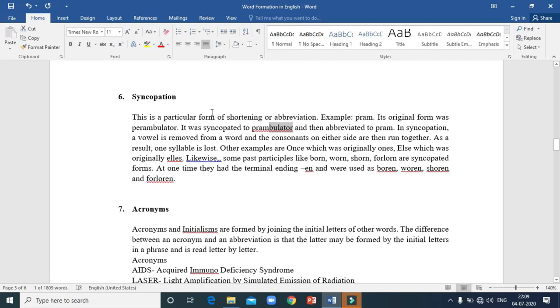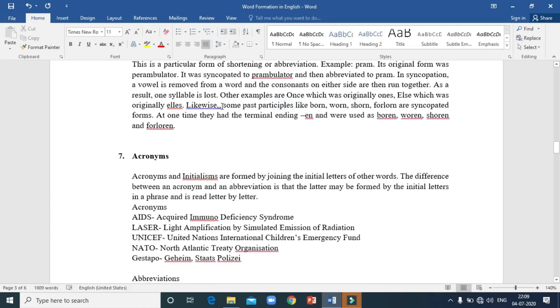Again, these are all examples of syncopation. Born, worn, shorn, forlorn. These are all syncopated forms. Earlier it used to be borne, worne, shorne, forlorne, etc. See, I've already mentioned, they all had this ending en. But then this e was dropped by syncopation.